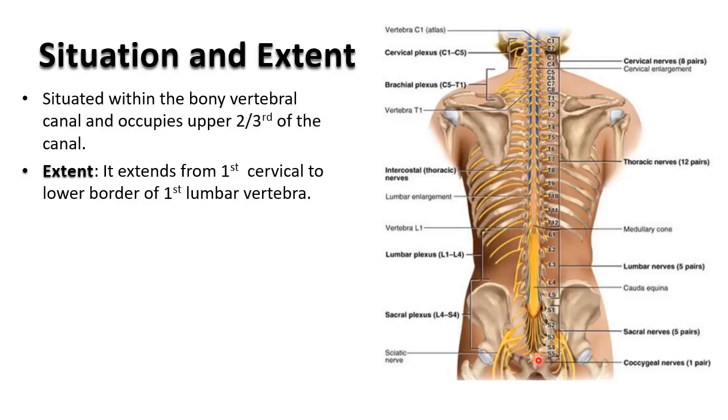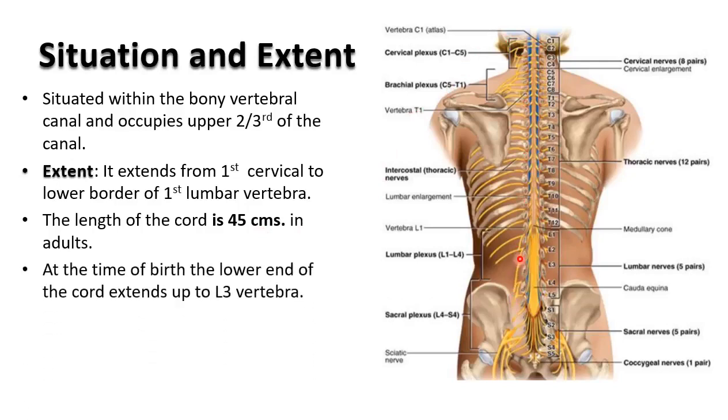Okay, how this happens. The length is approximately 45 centimeters. It is not an exact number, approximately 45 centimeters, and it is believed that in women it is 2 to 3 centimeters shorter, and that mainly depends upon your height. The length of the spinal cord depends upon your height.